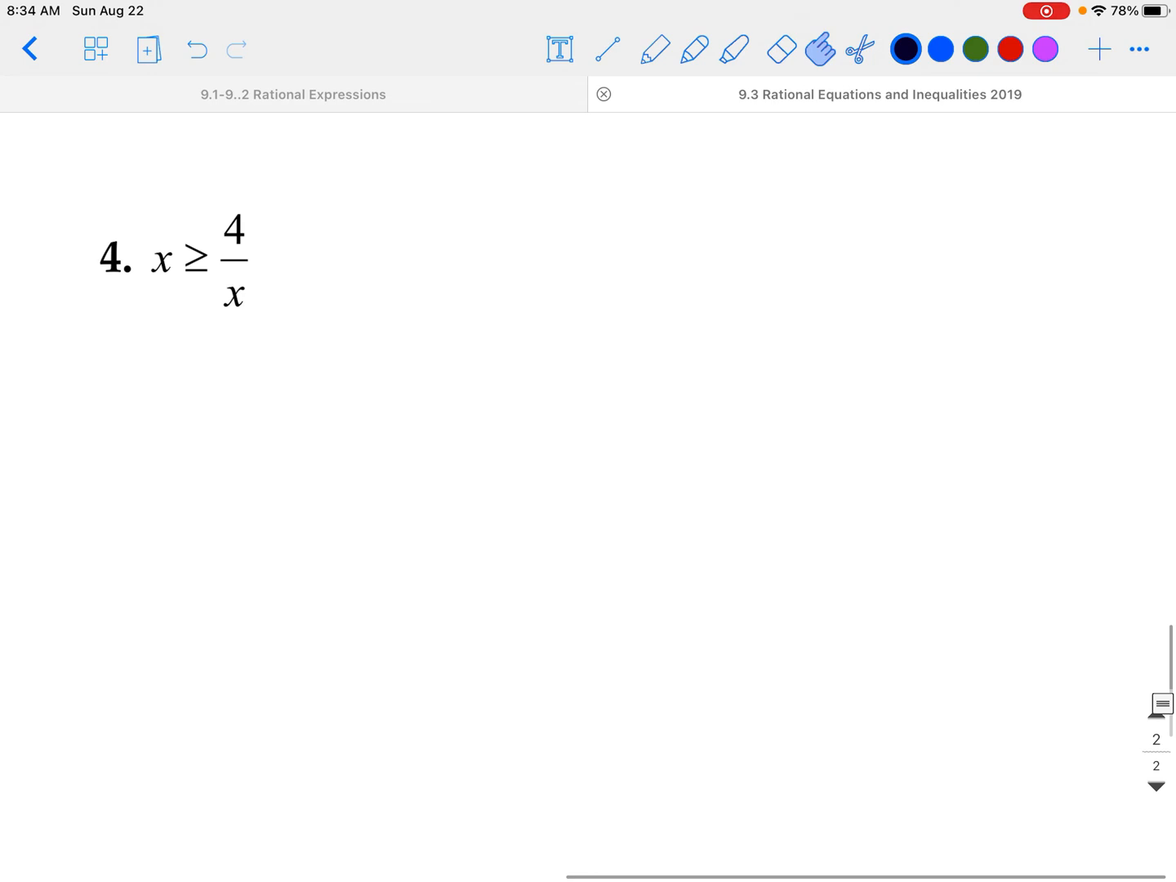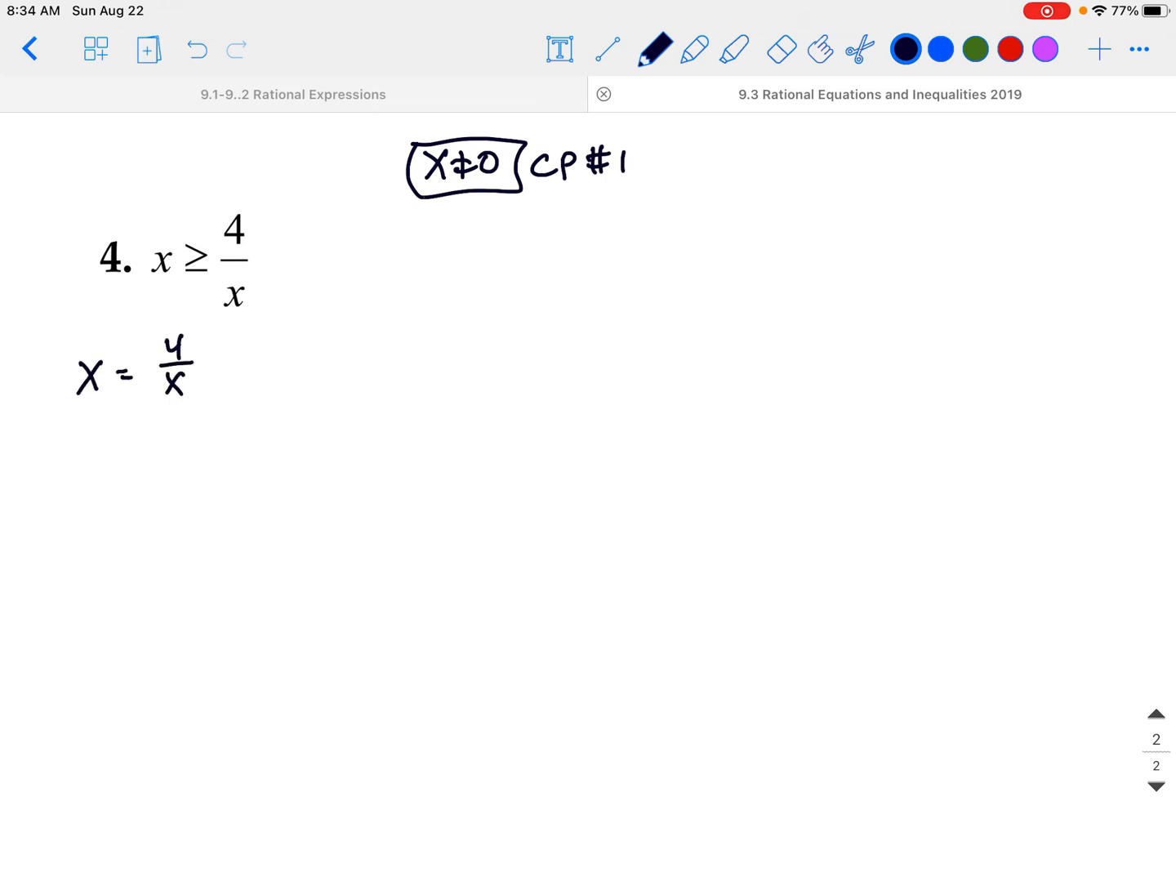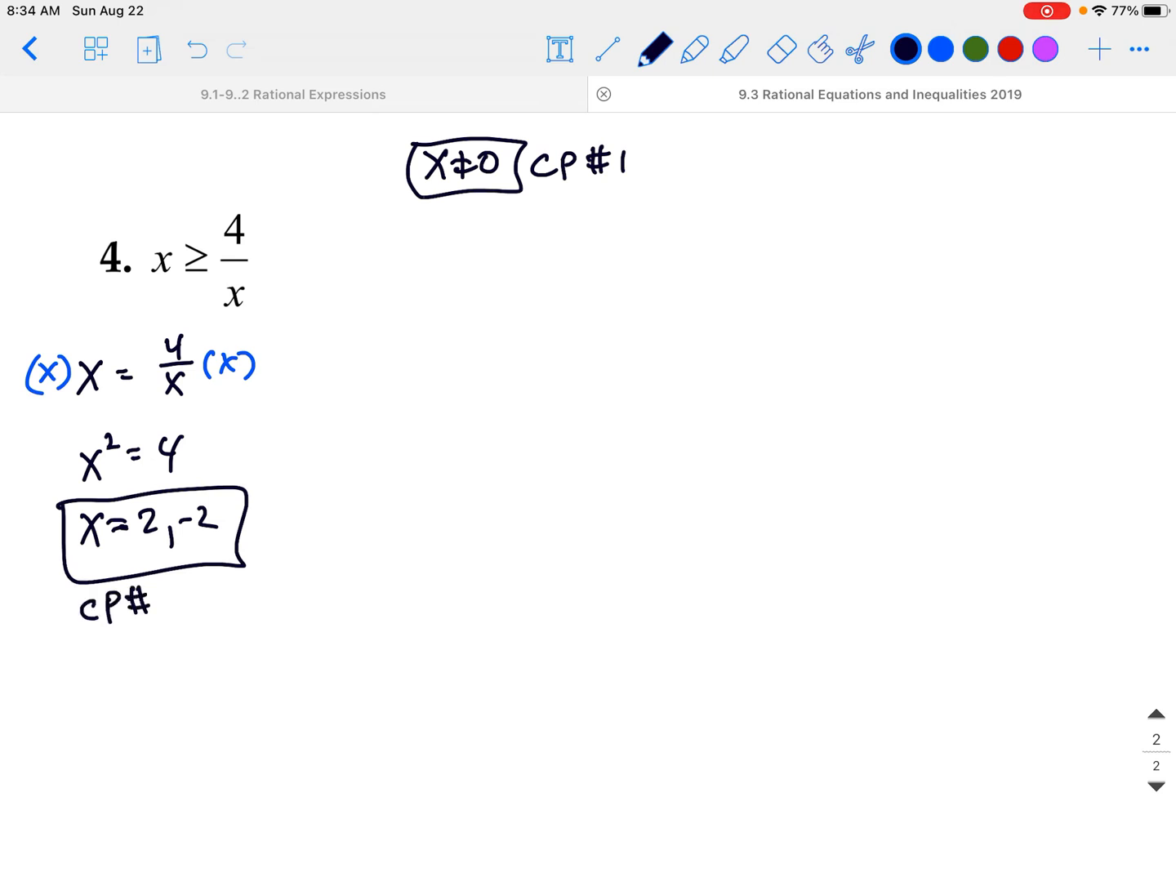Let's go ahead and look at number 4, though. Number 4 is a little bit trickier. So we'll note that x not equal to 0 is a critical point. That's our undefined value. And now if we had x equals 4 over x, well, we can multiply both sides by x. So we'll get x squared is equal to 4, or x is equal to 2 and negative 2, which means now we have 3 critical points. So we have critical point 2 and 3. That just means that we're going to have to test more values.